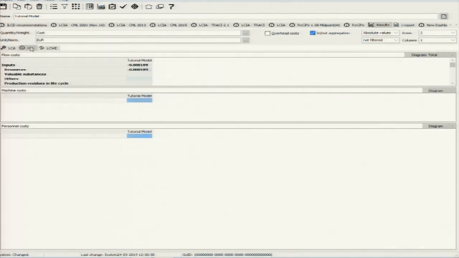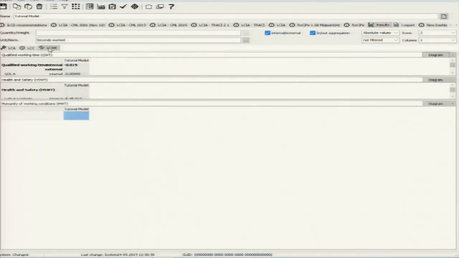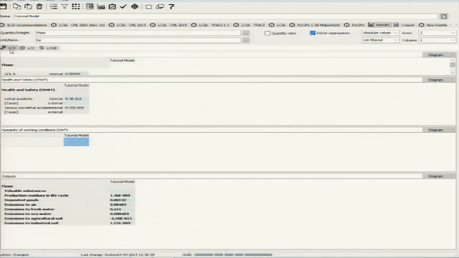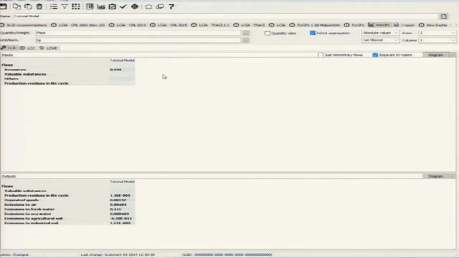So we can also see life cycle costing for resources and valuables. The tool is showing some values here for resources and valuable substances, life cycle based upon the data. Though we didn't put these as inputs, it still has some data, connected maybe with road transport, lethal accidents, or road transport, non-lethal accidents. So these are the data which are available, and this impact analysis can be done.